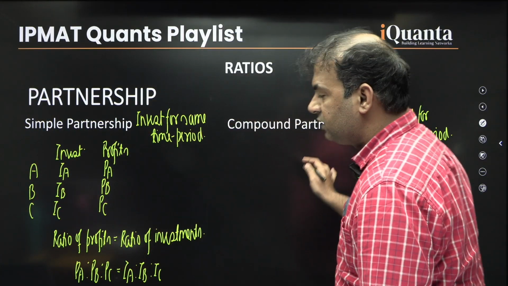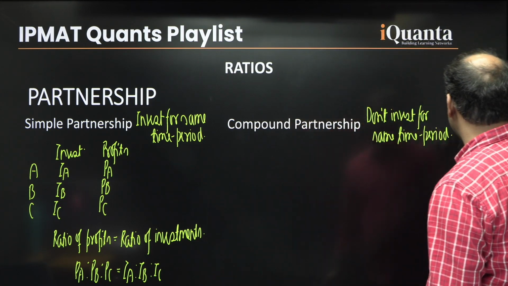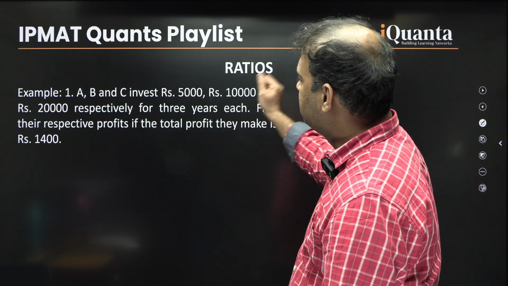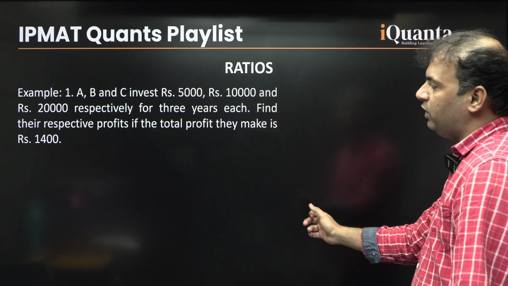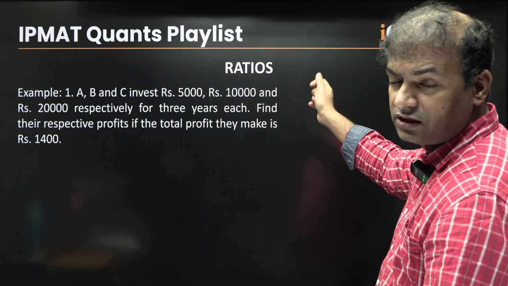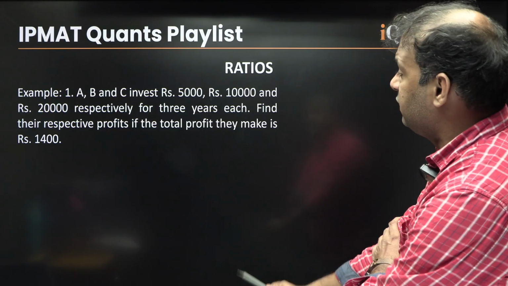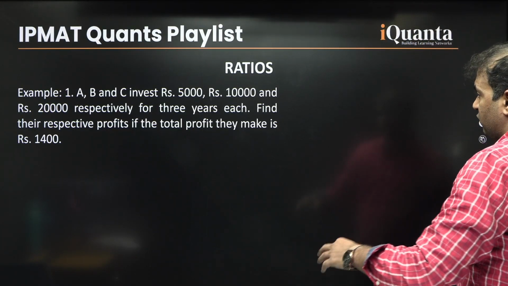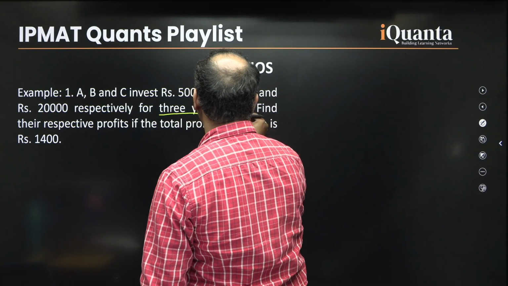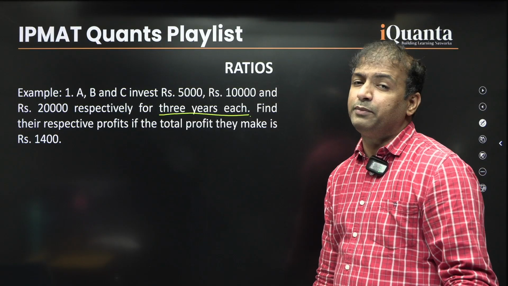Now let's talk about the compound partnership in the second case, right guys? Or let's do one thing, let's learn simple partnership with the help of an example and then we'll come back to the compound partnership. This example based on simple partnership says that there are three partners A, B and C who invest 5,000, 10,000 and 20,000 respectively for 3 years each. Find their respective profits if the total profit they make is rupees 1,400. They have clearly mentioned that they are investing for 3 years each. That means their time period is the same. That means it's a perfect example of simple partnership.